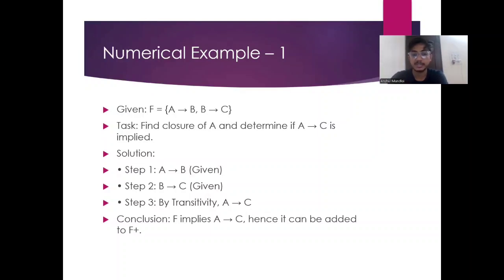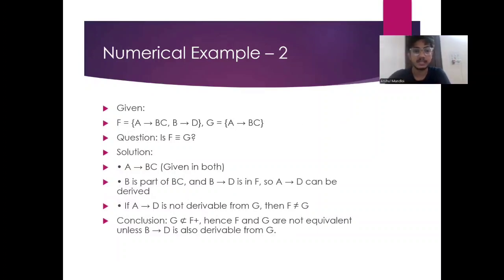So by applying the transitivity rule, like we have seen in the earlier rules we have discussed, which is the third rule of equivalency, transitivity. Here, we can ensure that if A tends to B and B tends to C, then automatically A tends to C, because C is a part of B and B is a part of A. So in conclusion, F implies A tends to C, hence it can be added to F plus. We can generate another attribute by using this transitivity property rule.